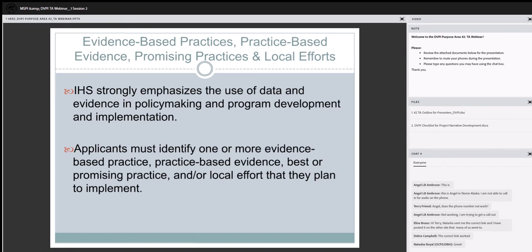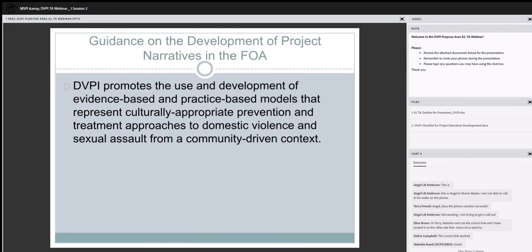IHS strongly emphasizes the use of data and evidence in policymaking and program development and implementation. Applicants must identify one or more evidence-based practice-based evidence, best or promising practice, and or local effort that they plan to implement. DVPI promotes the use and development of evidence-based and practice-based models that represent culturally appropriate prevention and treatment approaches to domestic and sexual violence from a community-driven context. This is the focus of what the project should gear their narrative towards.